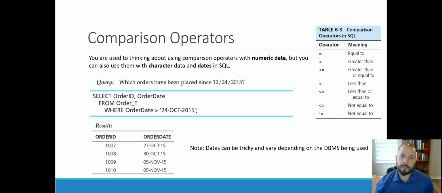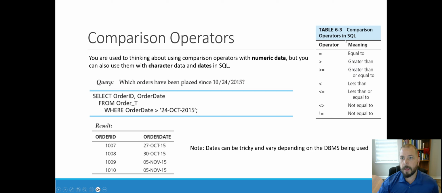And so if I have a query that says which orders have been placed since 10/24/2015, I can write a select statement that looks like this. Give me the order ID column, the order date column from the order table where the order date column is greater than 24 October 2015. So in this case, I'm using the greater than comparison operator.